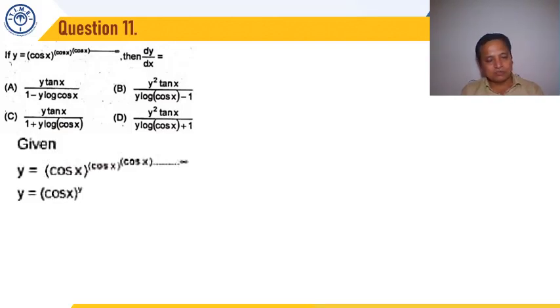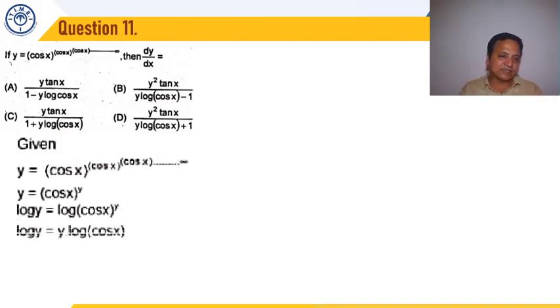Before starting, just observe that on the right hand side we have a function to the power of a function. So we have to take log first. Whenever we get a function to the power of a function, we take log first. So can we say log y is equal to log of (cos x) to the whole power y? Now on the right hand side, log of a to the x to the power n is n log x. We apply the result and we can say log y is equal to y log cos x.